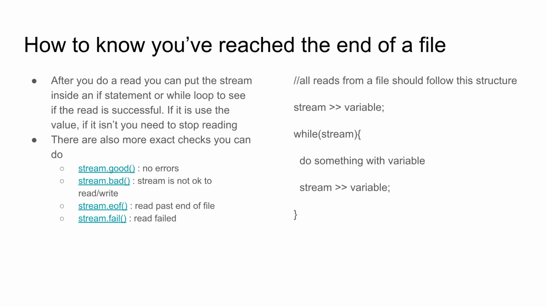So pretty much when you're doing your reads from files, they're all going to look like this. You attempt to read in whatever it is you're trying to read, while the stream is still good. If this read failed, you don't want to keep doing things, you probably want to stop. This most likely means, if the input isn't bad, that you've reached the end of the file. You do something with whatever it is that you're working with, and then you get the next thing.